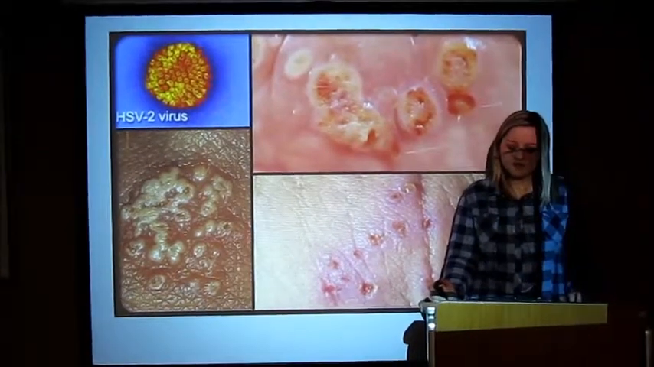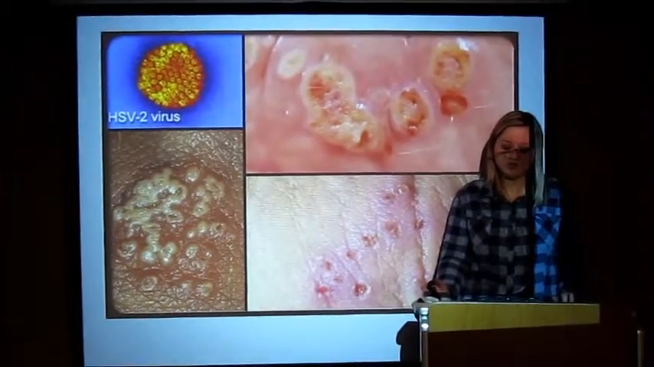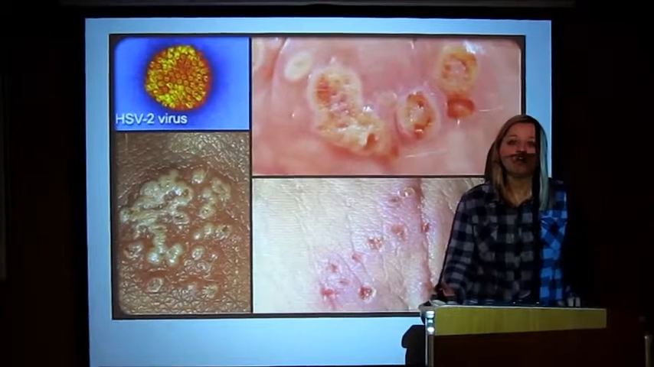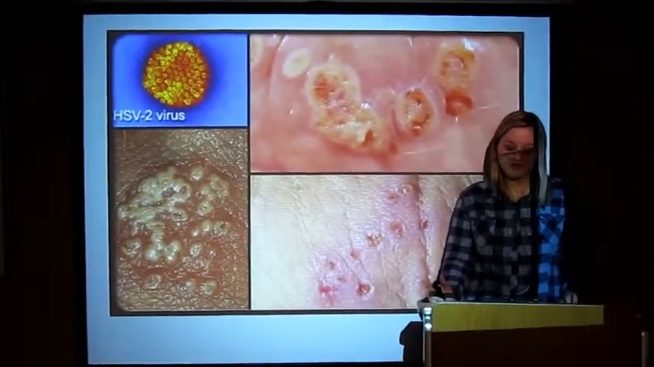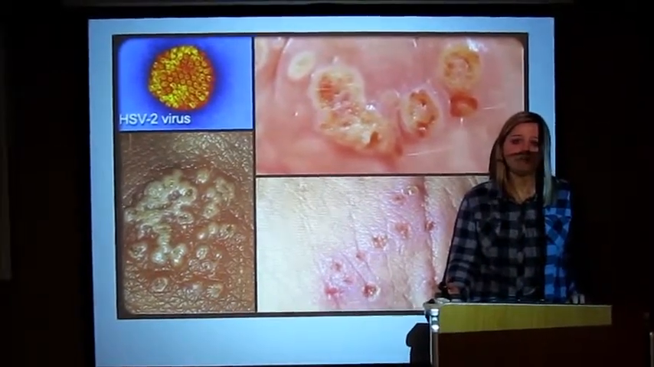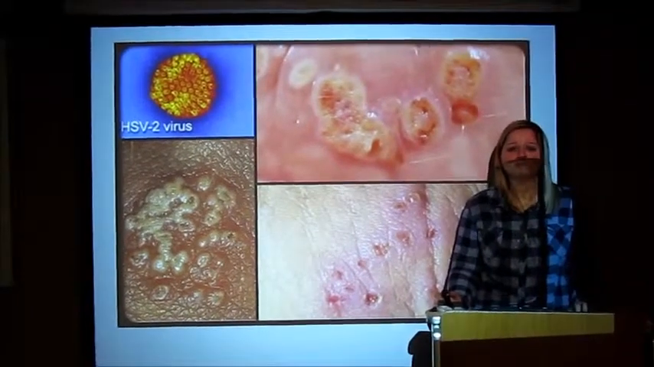A person can only get type 2 oral herpes by sexual contact with someone who has the infection. Pregnant women with genital herpes can pass the infection to their baby during childbirth, which can be very harmful.